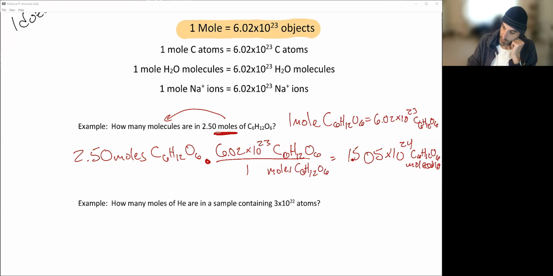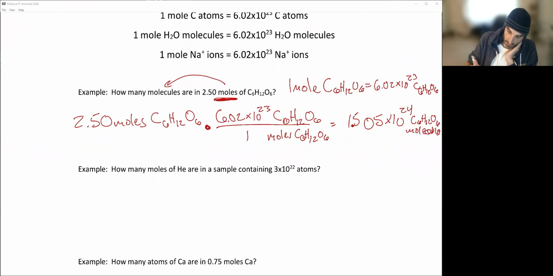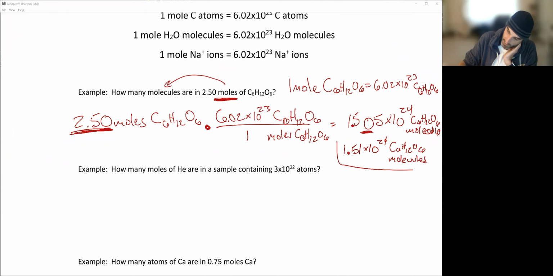Sorry, my writing got a little smushed. All right. Okay, sig figs. My measurement has 3 sig figs, so my answer should have 3 sig figs. So 1.51 times 10 to the 24th C6H12O6 molecules. There's my answer. Okay, easy enough.